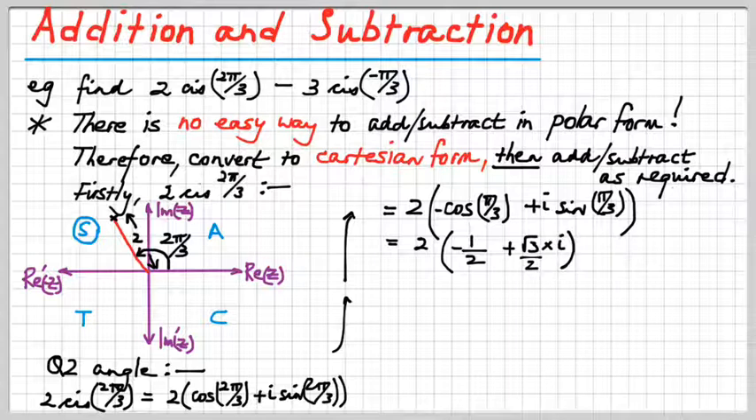Lights, camera, action. Here we go. That's very good. Now we're cancelling out the 2's, and we're getting minus 1 plus root 3 i. That's the Cartesian form of that little beast. 2 cis 2 pi on 3 is also otherwise known as minus 1 plus root 3 i. My oh my. Now let's do the second one.